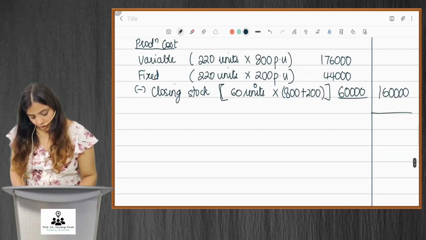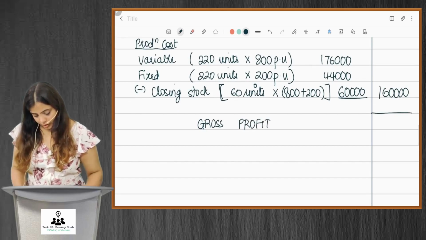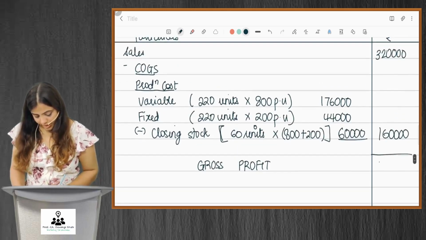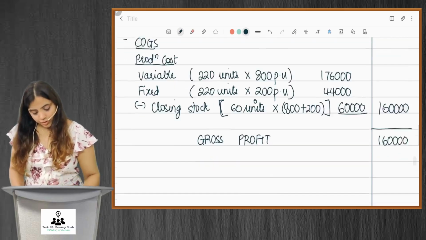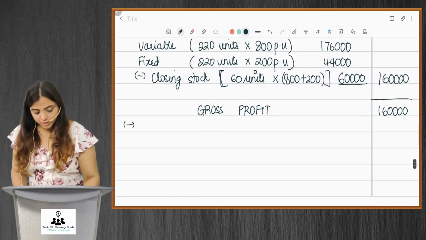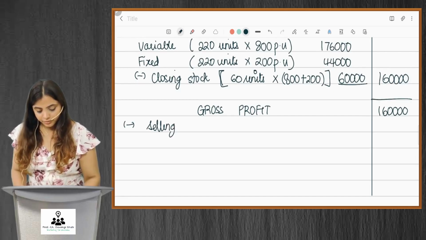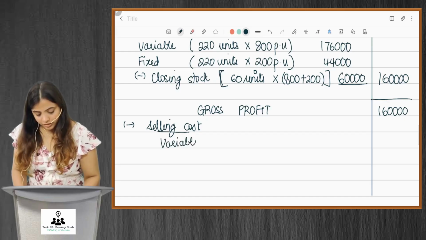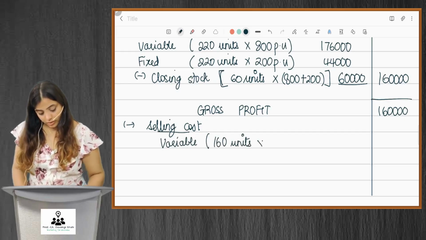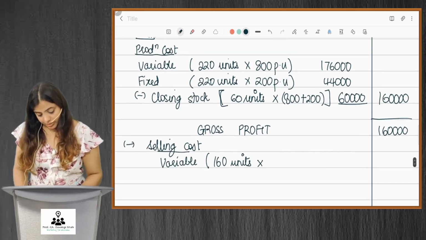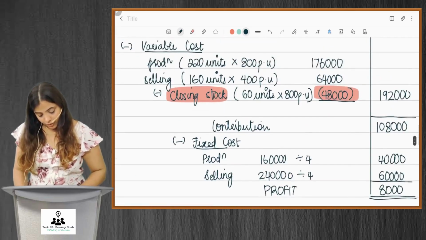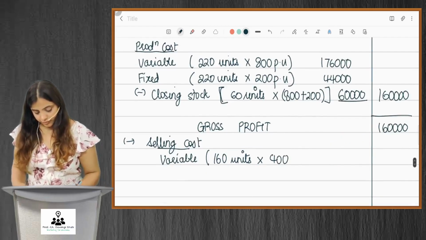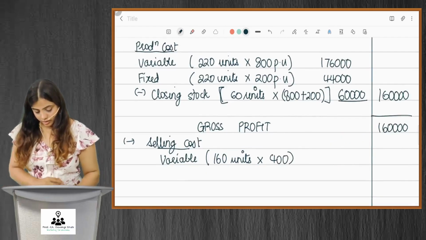What will be your gross profit? Gross profit will be 1,60,000. And from this, you will subtract all your admin and selling cost. In this, variable cost is how much? We have sold 160 units. 160 into variable selling cost, we just computed here, it was 400 per unit. 64,000.